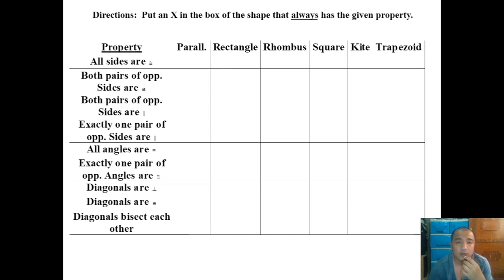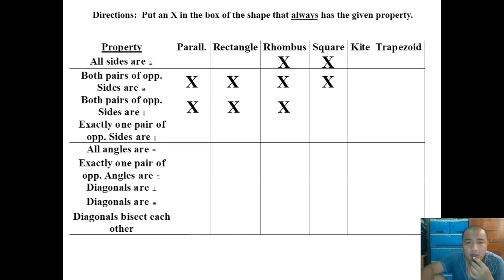So put an X in the box of the shape that always has a given property. Number 1, all sides are congruent. Rhombus, square. Next, both pairs of opposite sides are congruent. Parallelogram, rectangle, rhombus, square. Both pairs of opposite sides are parallel. Parallelogram, rectangle, rhombus, square. Exactly one pair of opposite sides are parallel. Trapezoid. All angles are congruent. Rectangle, square. Exactly one pair of opposite angles are congruent. Kite.